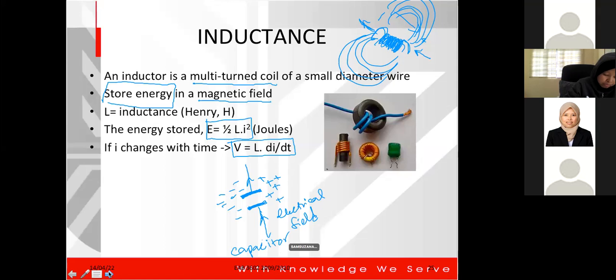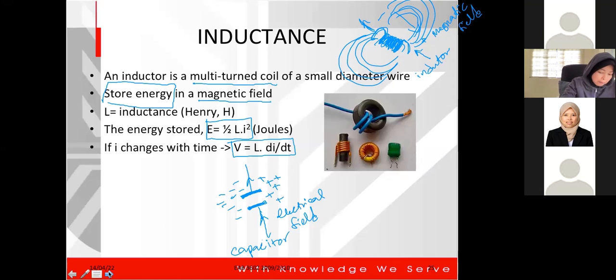Tapi kalau yang ni inductor, inductor dia akan simpan energi dalam magnetic field. Okay? Ada soalan? Okay.